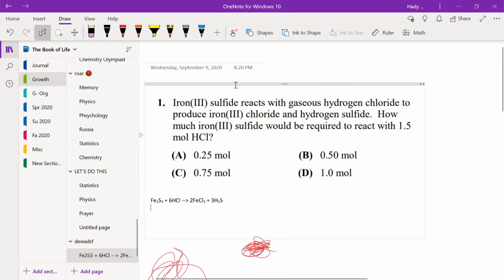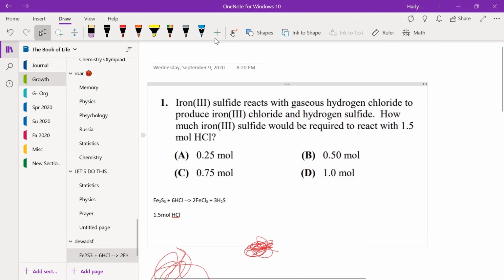we have 1.5 moles of HCl. How much iron sulfide, so how much of this would have to react with it? Well, I don't need to do much calculation, because we know for every 6 molecules of HCl, we have 1 molecule of this.